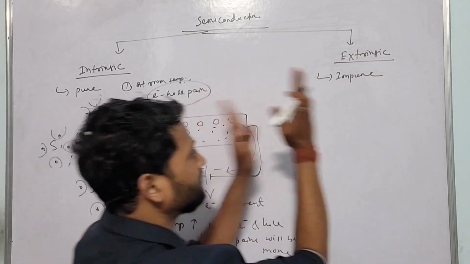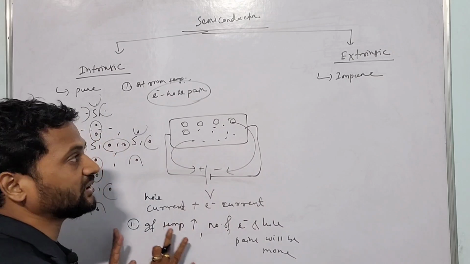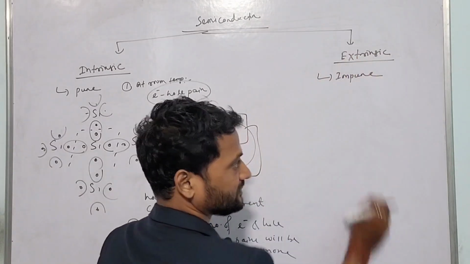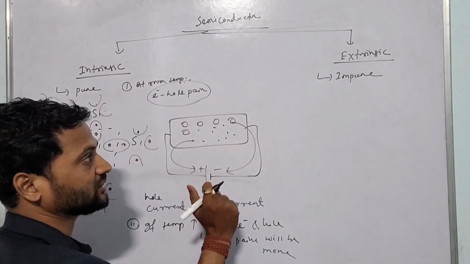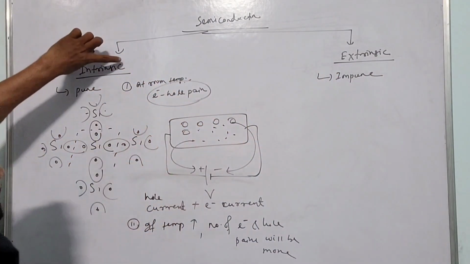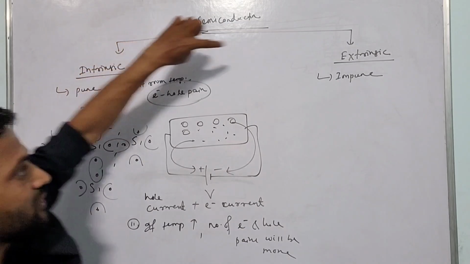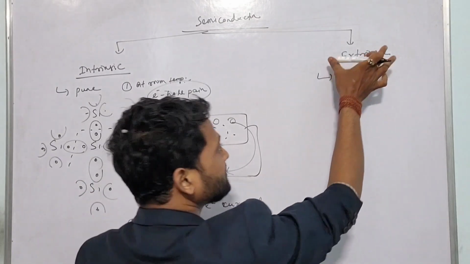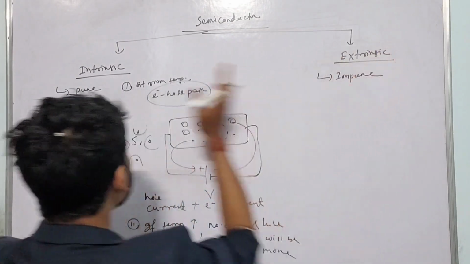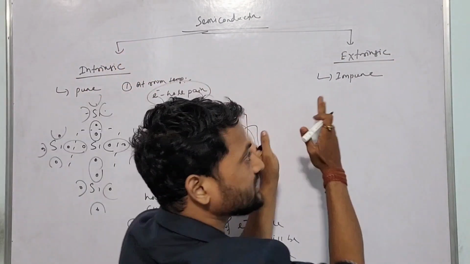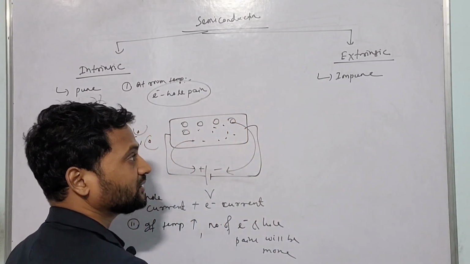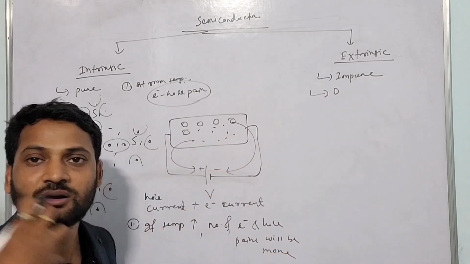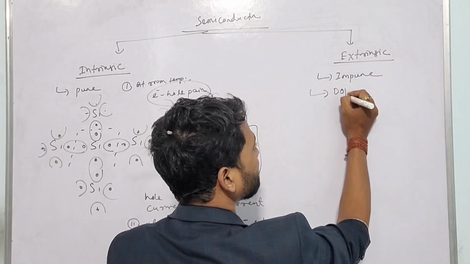Instead of increasing the temperature, we can simply add some impurities to the intrinsic semiconductor. That means intrinsic semiconductor plus some impurities is equal to extrinsic semiconductor. Clear? To form an extrinsic semiconductor, we need intrinsic semiconductor and some impurities. That impurity is called dopant, and this process is called doping.